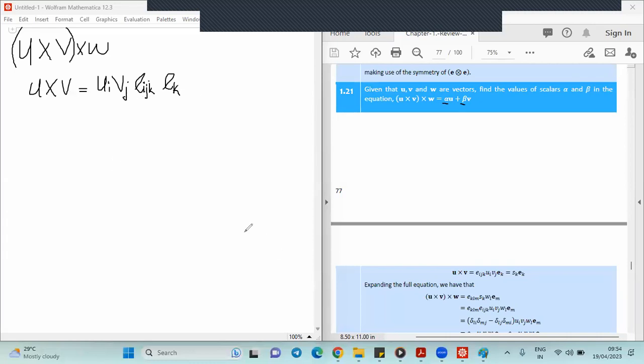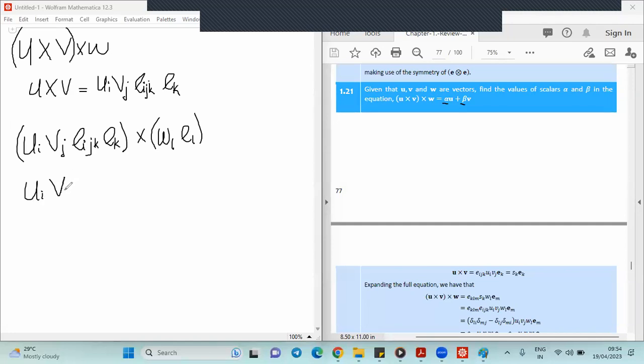Moving on, we want to cross this particular one with W. So we would have a cross product between UI, VJ, EIJK, EK, cross. Now for W, I have to find another letter. Let's say WL, EL. All the scalars can come out. So UI, VJ, WL, EIJK have come out. And what we have is EK cross EL.